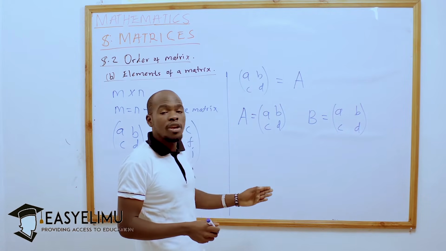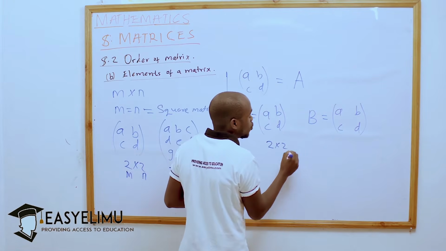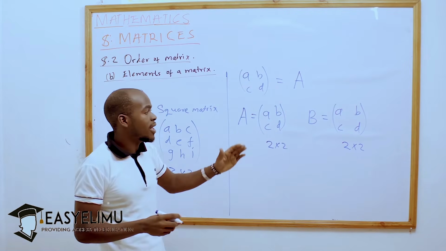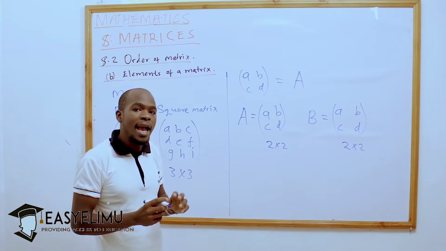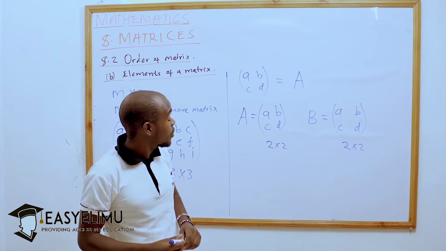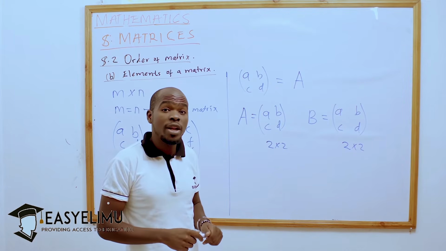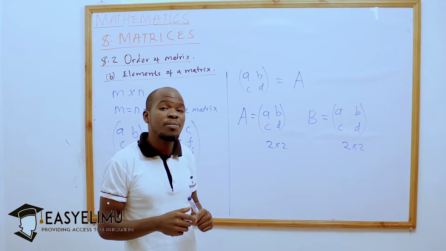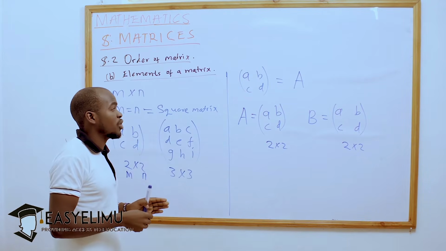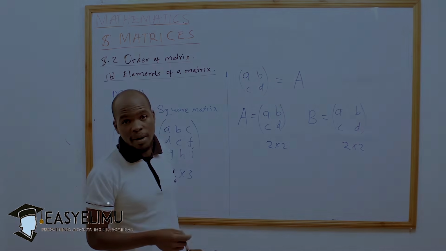And also, they must belong to the same order. For this one, we know it's a 2 by 2, and this one is also a 2 by 2 matrix. So they are of the same order, and the elements in them are also the same. So now that we have known how these matrices behave, we want to go and explore more with addition and subtraction, that is, working with the numerical signs on the matrix.